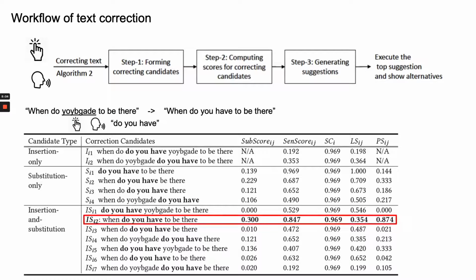In this example, this sentence is the top suggestion. It is the user's correction intention. When do you have to be there? The top suggestion will directly replace the original sentence in the text view. The second and third suggestions will be shown as alternatives.